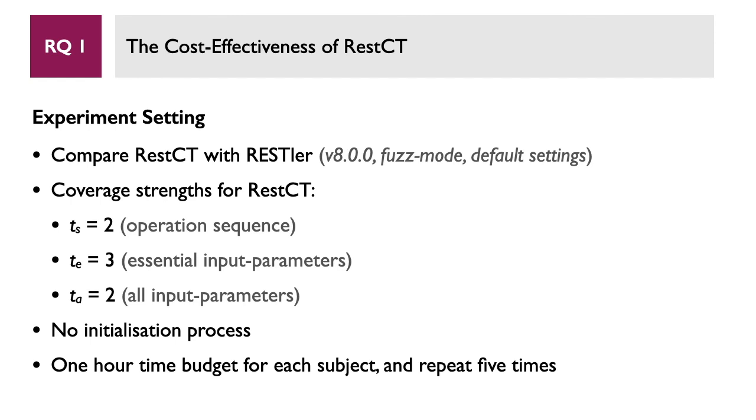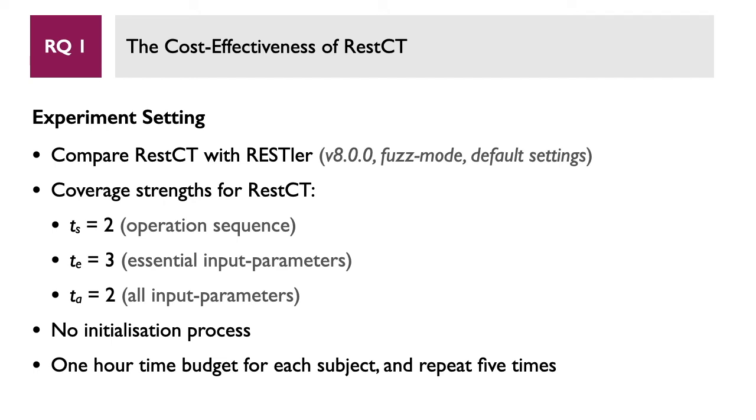Regarding the first research question, we compare REST-AT with RESTler, a popular fuzzing tool for RESTful APIs. We set the coverage strengths of operation sequences and all input parameters to 2, as this is the most common choice in combinatorial testing studies. And we set a relatively higher coverage strength for essential input parameters, because we want to examine more interactions of these parameters. In the experiment, we allocate 1 hour time budget for each subject API and repeat each testing approach 5 times.